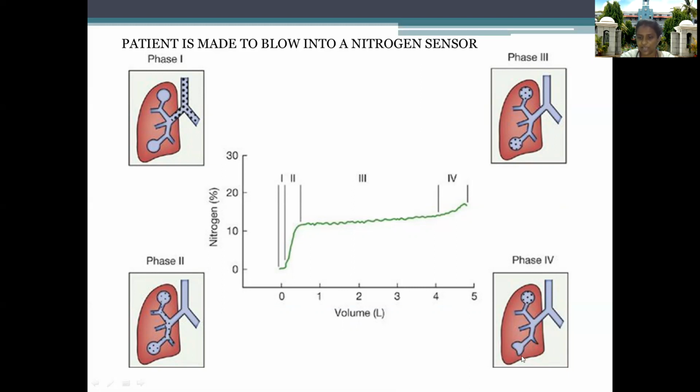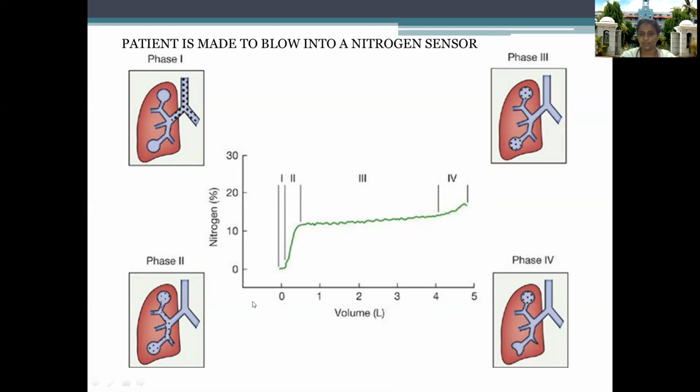So as you can see in this diagram, the lower airways have already collapsed. So in a small volume of air still coming out from the upper alveoli, there is a large concentration of nitrogen still coming out, and that would explain the sudden increase seen in phase 4.